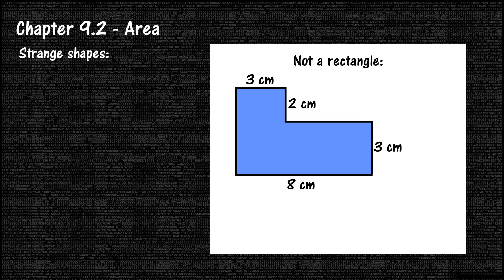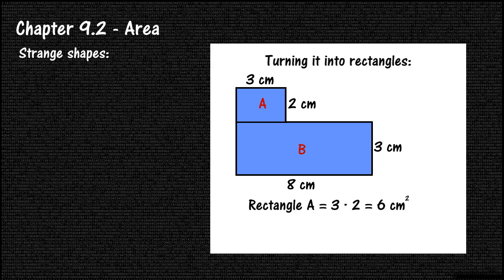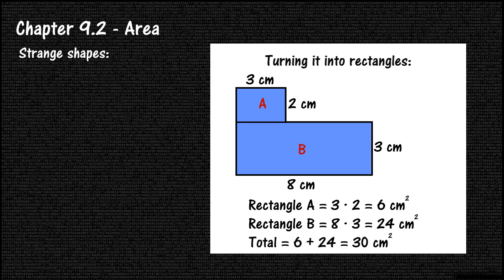But I could divide the shape into 2 different rectangles. If I draw an auxiliary line here, I now have 2 rectangles, of which I both know the length and width. Rectangle A has an area of 3 times 2, which is equal to 6 squared centimeters. Rectangle B has an area of 8 times 3, which is equal to 24 squared centimeters. This means that the total area of this straight shape is equal to 30 squared centimeters.